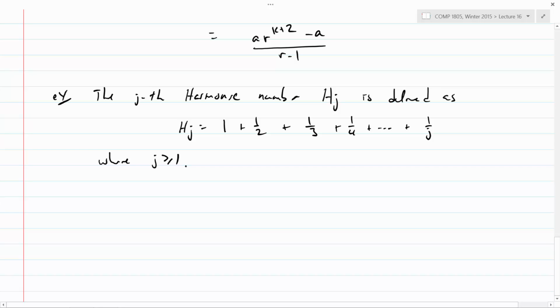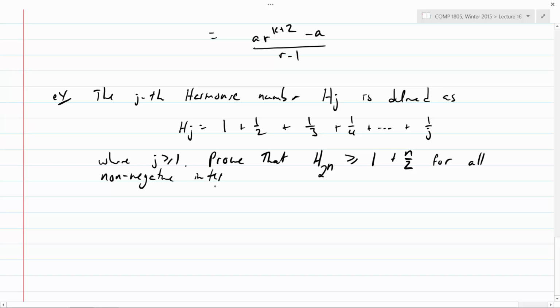All right. The claim is that H of 2 to the n is greater than or equal to 1 plus n over 2 for all non-negative integers n. So the 2 to the nth harmonic number is at least 1 plus n over 2. So this tells you that the nth harmonic number is about y. Is the claim clear?